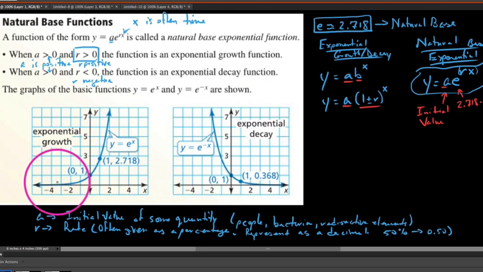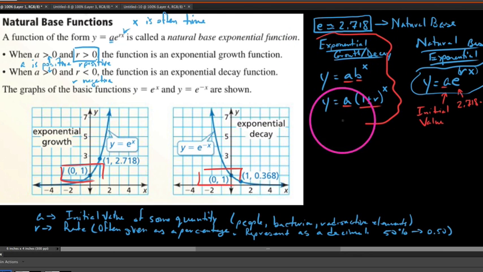You can see that here we have a growth function, y equals e to the x, and y equals e to the negative x is given here. But what I want to point out about both of these is they both go through this point here, 0, 1. This is very much in common with the exponential growth and decay functions we've seen so far.